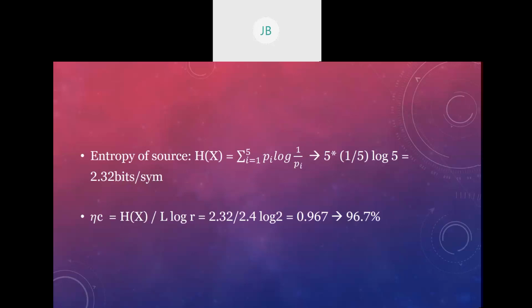And then we have the coding efficiency. We are comparing the coding efficiency here. The coding efficiency of this is 2.32 divided by 2.4, that is 96%. In comparison with the previous case, there it was 96.7%. Even in this case, it is 96.7%.